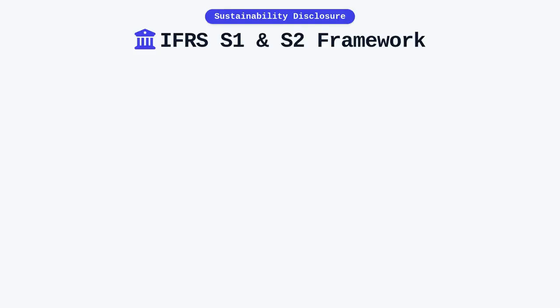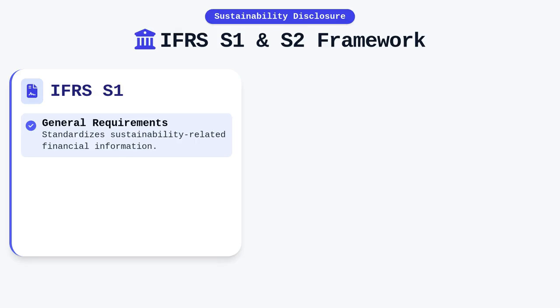At the center of this consolidation are two foundational documents known as IFRS S1 and IFRS S2. IFRS S1 establishes the general requirements for disclosing sustainability-related financial information, placing the emphasis on materiality from the perspective of the primary users of general-purpose financial reports.